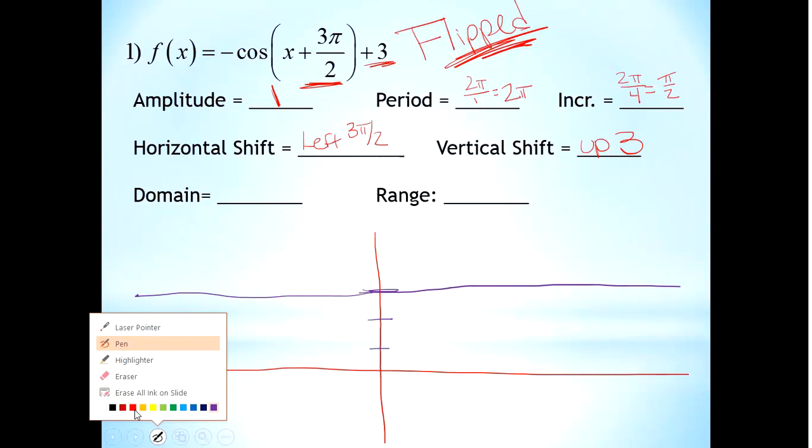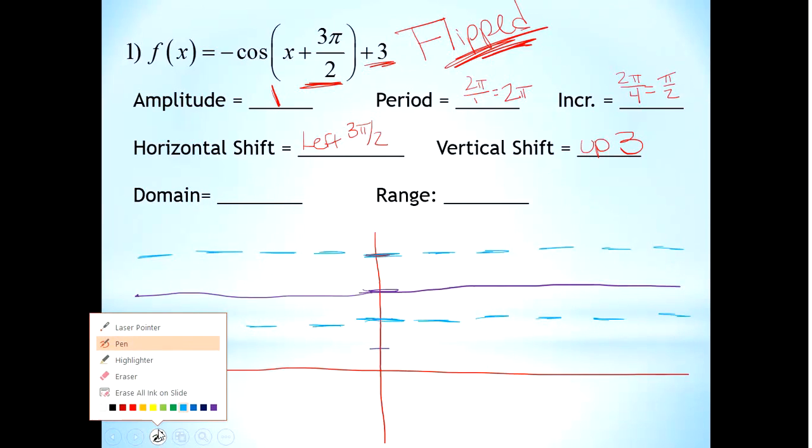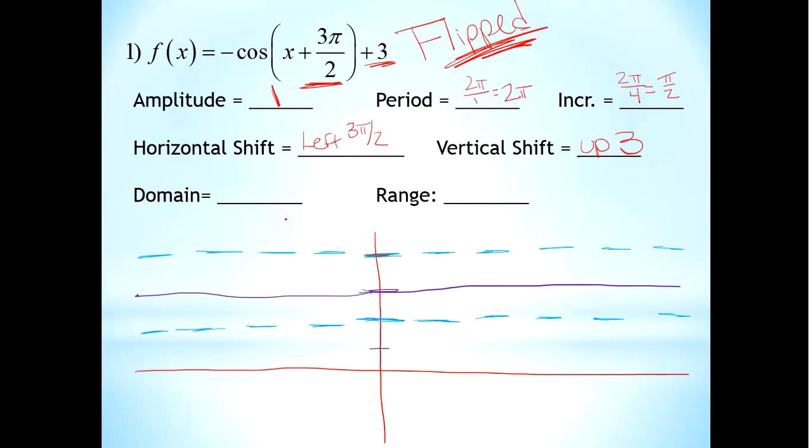Now let's draw in our amplitudes from there. So I'm going to count up 1 from both sides. So it looks like it's going to be about right there. So let's go ahead and draw in our amplitudes. There's 1 right there. And then down 1. There we go. Okay, and then let's go ahead and do our increment.